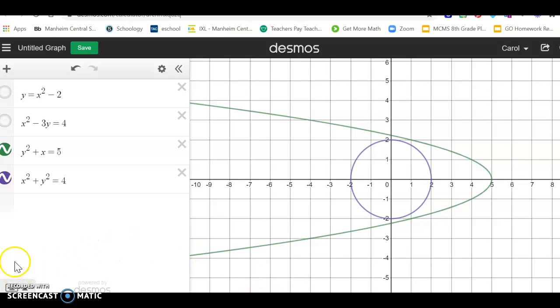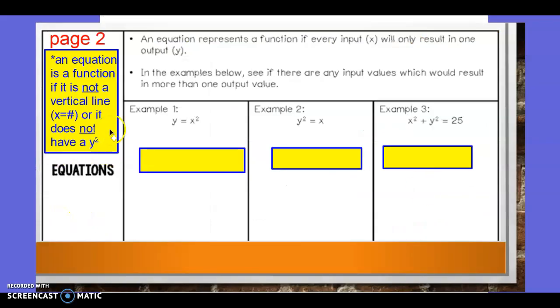So let's go ahead and summarize what we've learned so far about equations and functions. Please write down this yellow box right here as a summary of what we just learned. An equation is a function if it is not a vertical line, which means the equation would look like x equals a number, or it does not have a y squared. So I'll say that again. An equation is a function if it is not a vertical line, which means it would be in the form x equals a number, or it does not have a y squared.